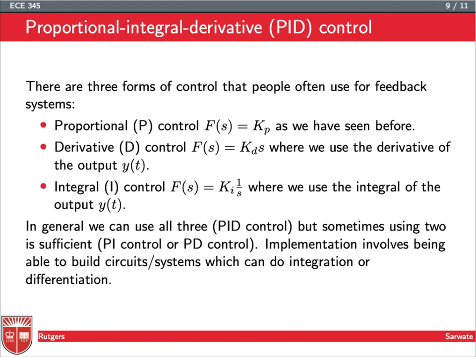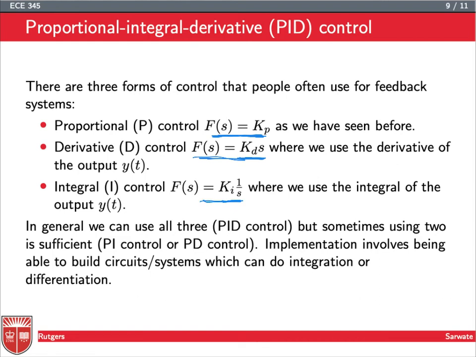So there are actually 3 forms of control that people often use for feedback systems in the simple case, and it goes by PID control. So P is proportional. We have a control signal which is just proportional to the output signal. Then we have something which involves the derivative of the output signal. Remember, multiplication by s is taking a derivative, so that's called derivative control. Then we can also look at integral control, where I take the integral of the output signal and feed that back instead.